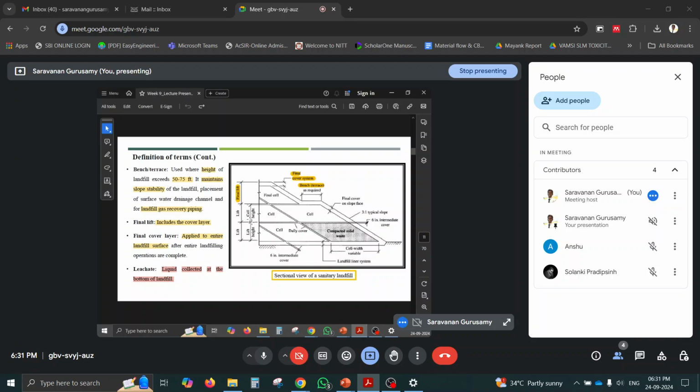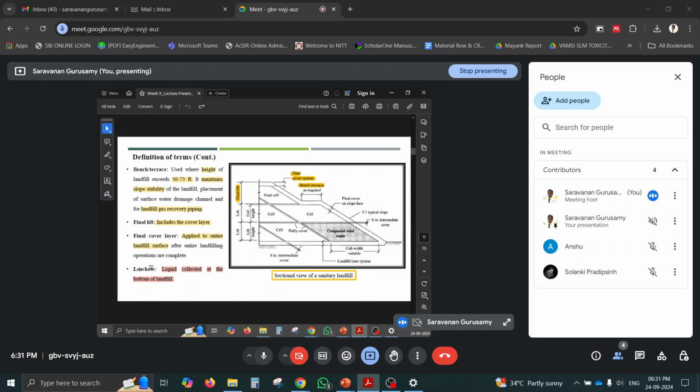Then final lift. Every cell will have a lift, and the final cell will have the final lift, which includes the final cover layer. The final cover layer has a larger thickness and is applied to the entire landfill surface. So daily cover is for one cell, and after filling all the cells, the final cover is for the entire landfill surface area. After the entire landfill operation is completed, after 25 years of active period, we need to give a final cover layer, and then it will be monitored for the next 15 years for leachate and gas control.